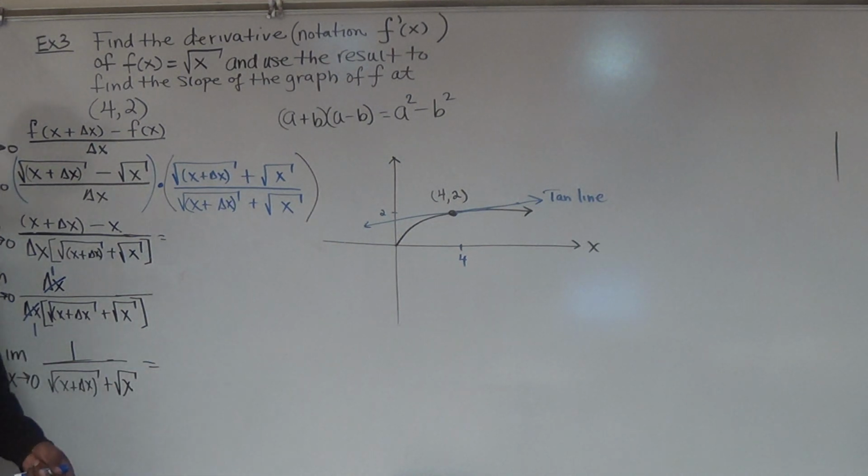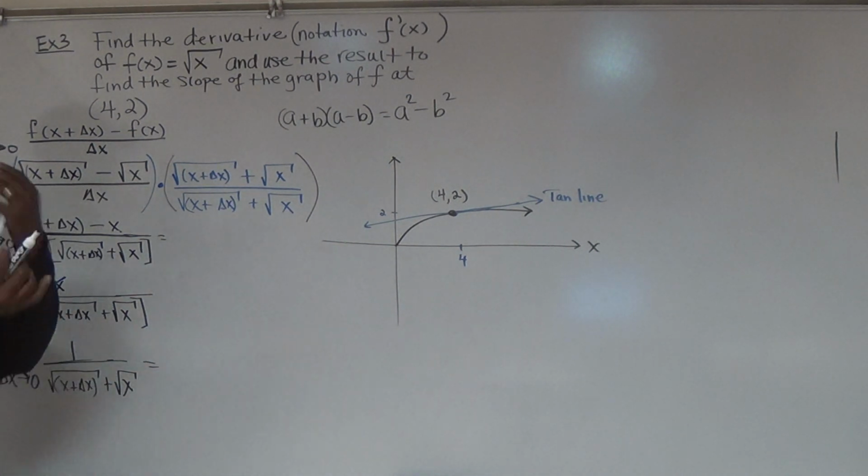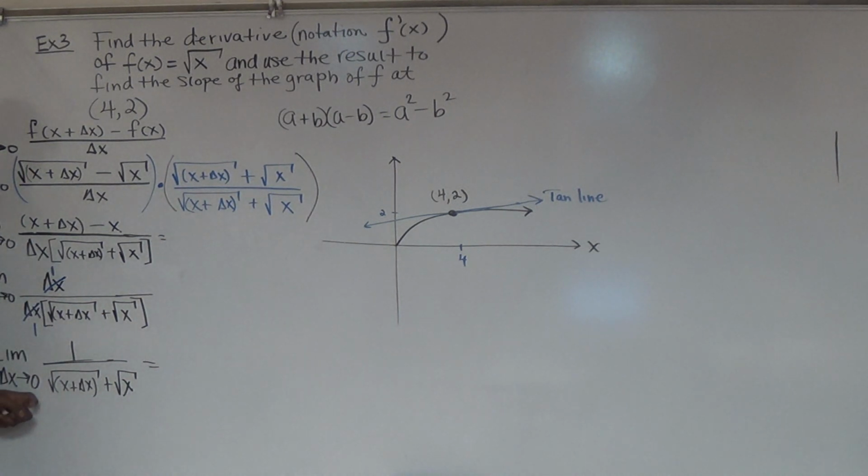Now at this point, you can go ahead and substitute directly. Substitute 0 in for delta x. So where delta x is, go ahead and put the 0 in there. And what are we going to get?